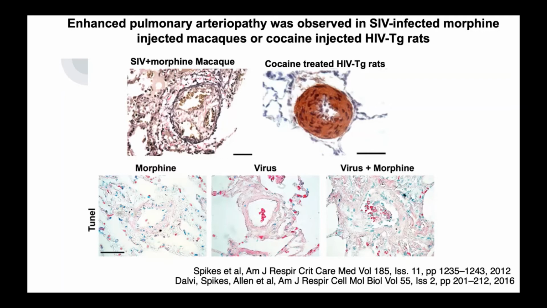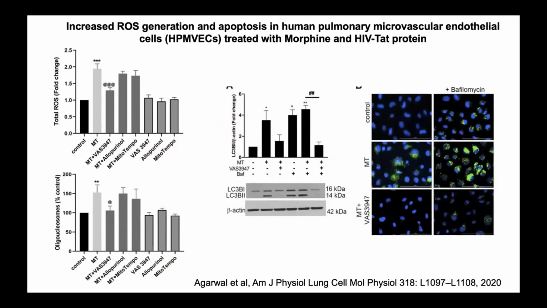When I joined this lab, my project was more on morphine and HIV related studies, and I studied these on rats, HIV transgenic rats, and also on endothelial cells, focusing mainly on how morphine and HIV together lead to dysfunction in the pulmonary microvascular endothelial cells.